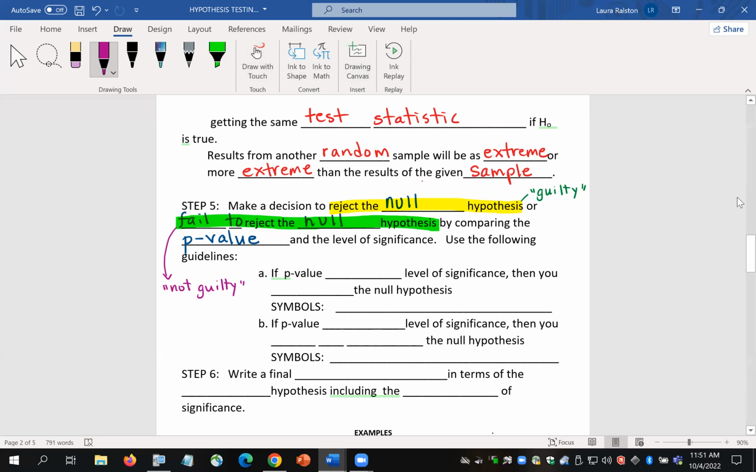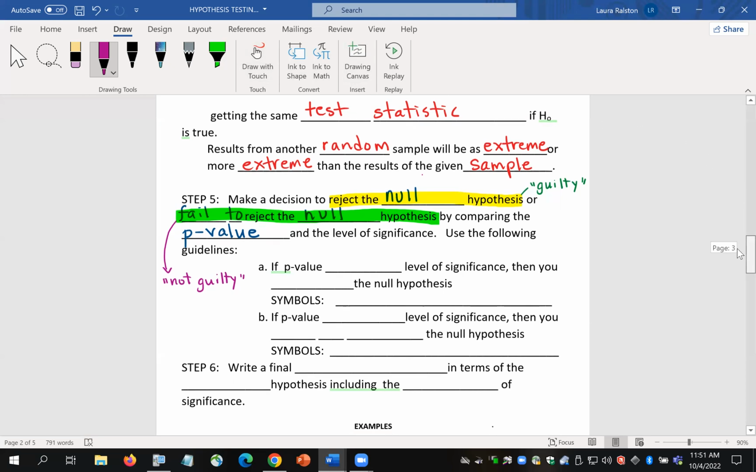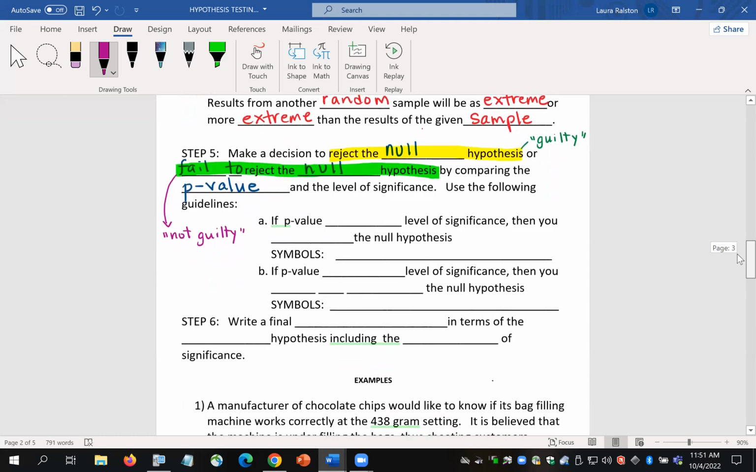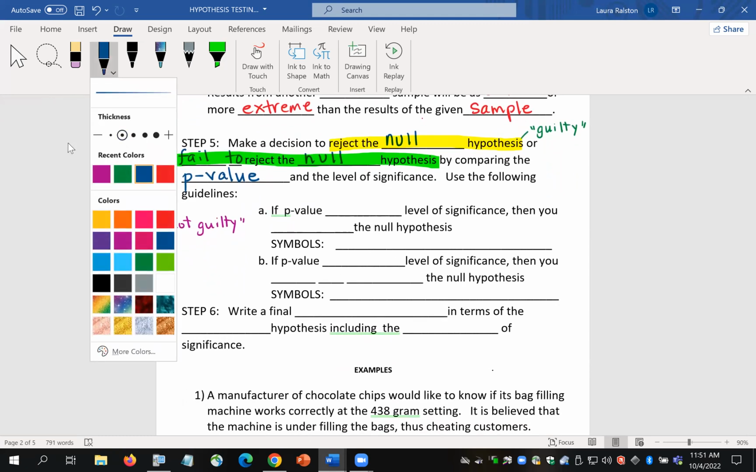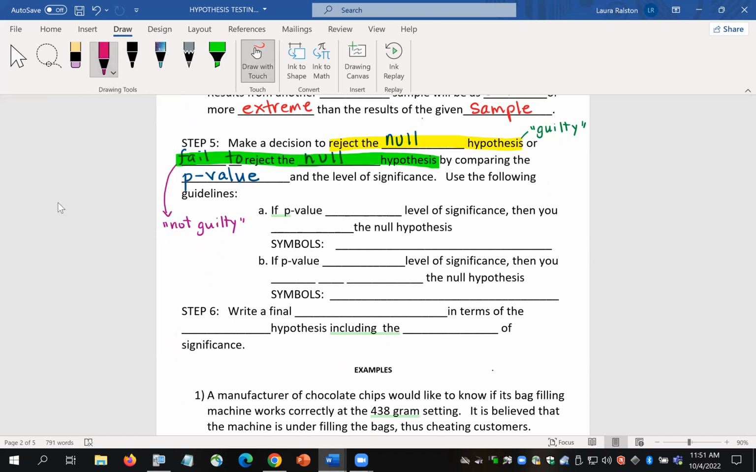So how do you decide? How do I decide whether I should reject the null hypothesis or fail to reject the null hypothesis? That is based on a comparison of the p-value, which is related to the test statistic, and the level of significance. Okay, so I'm going to give you the rules first.